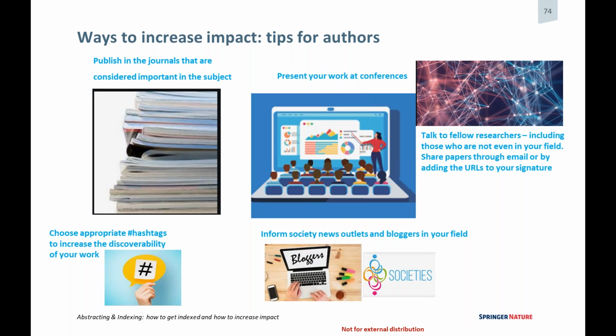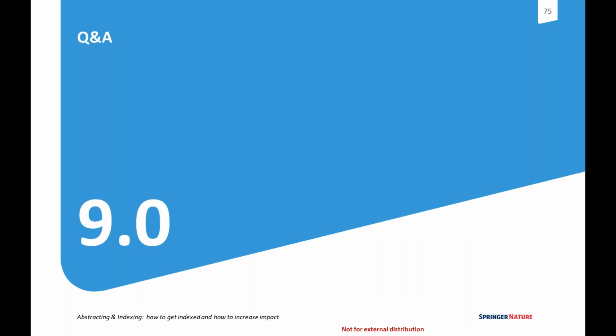Present your work at conferences. Visibility is very critical. Marketing, visibility, making everybody aware of what you have written and how they can get that content. It's very, very critical. So use social media, society outlets, news outlets, bloggers, and make everybody aware of what you have written, so that it is being communicated and shared with all different types of audiences.